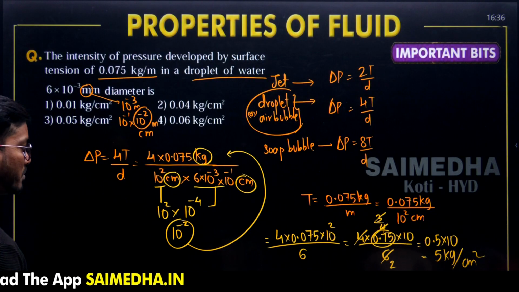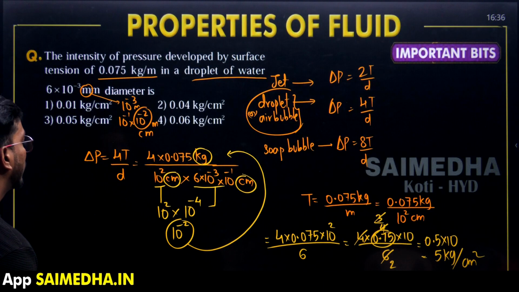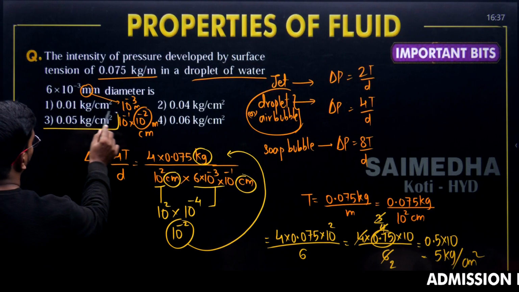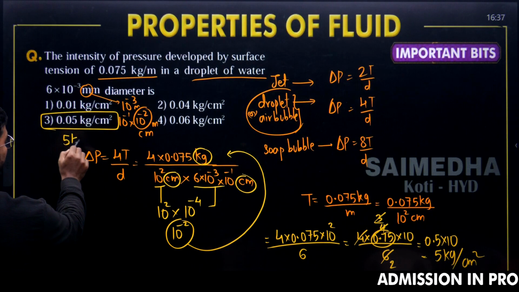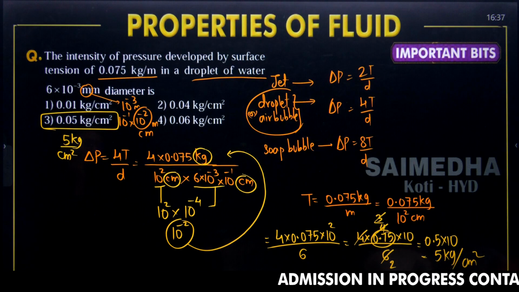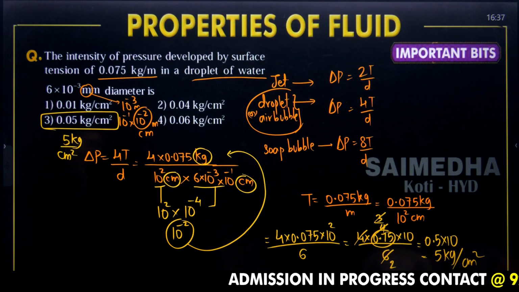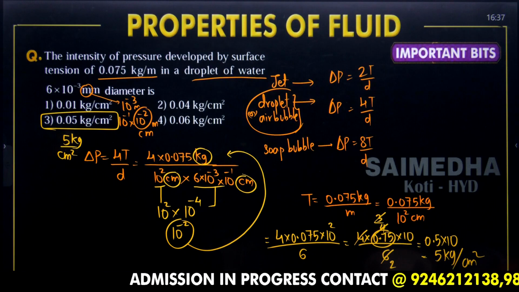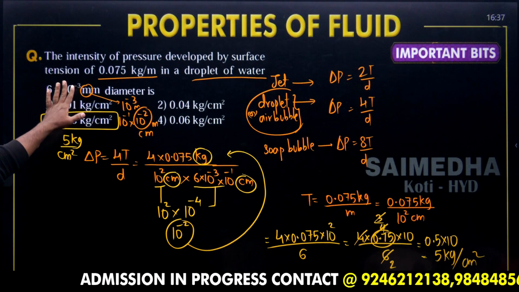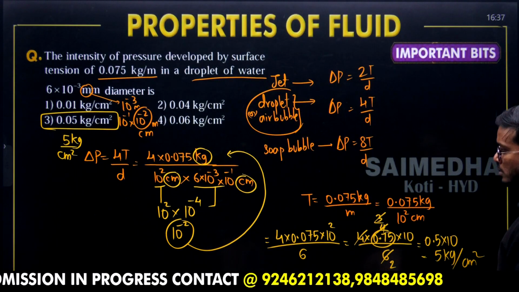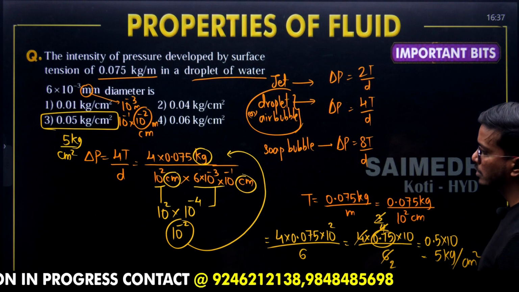Okay, maybe we missed something, or options are not given correctly. Answer should be this one. Check the unit one more time. I guess the answer should be 5 kg per centimeter square. Okay, go through it once. 0.075 kg per meter it is. Kg per meter is given. Absolutely correct it is. Maybe some difference is there in the question. Maybe misprinted here, but the answer is absolutely okay. You check it once. Procedure is correct, formula is also correct, units are also correct.